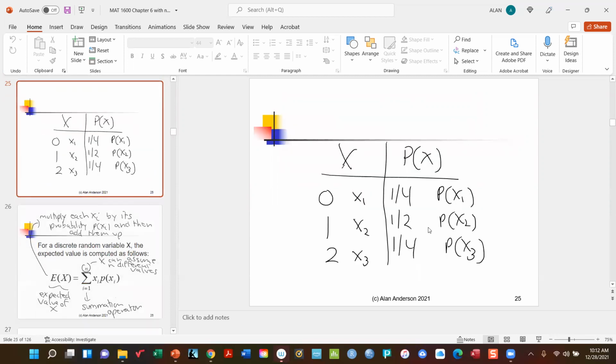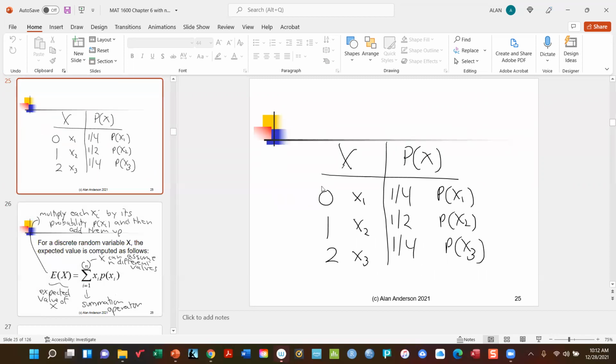Okay, and then we had a formula. First, I reminded us that this example we had earlier has 3 possible values of x, and there are 3 corresponding probabilities, and they will be designated x1, x2, and x3. And the probabilities will be designated p of x1, p of x2, and p of x3.